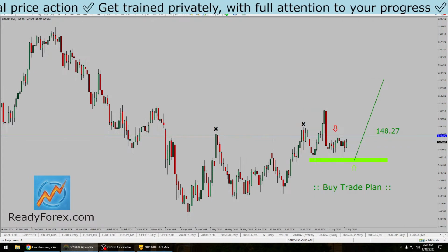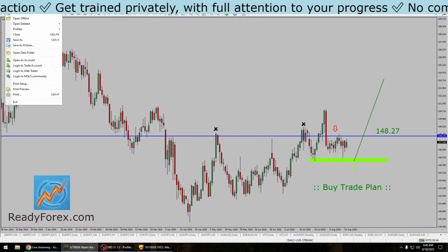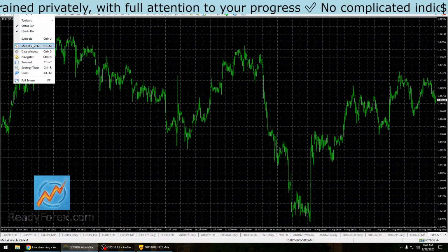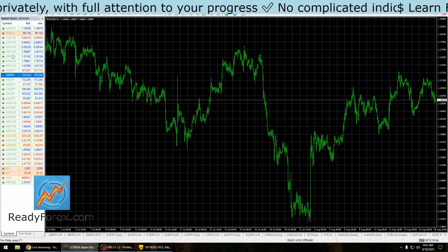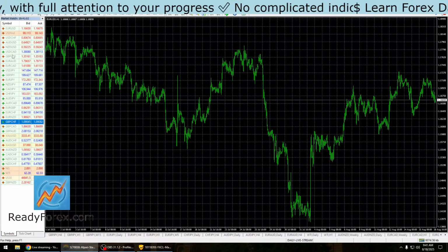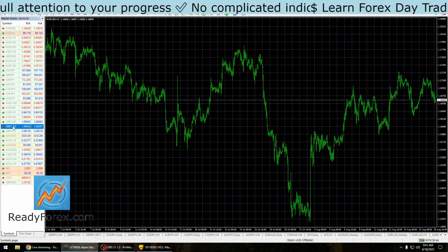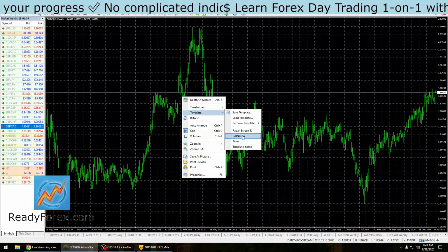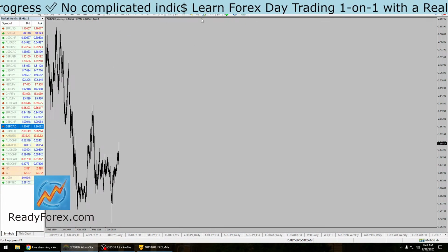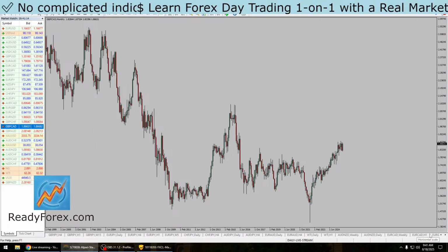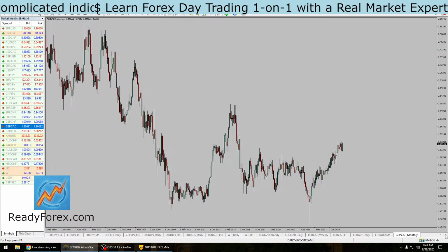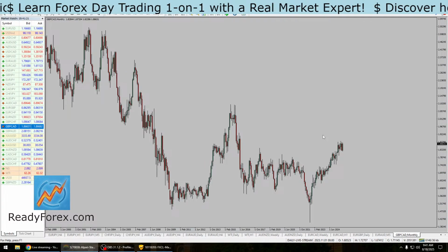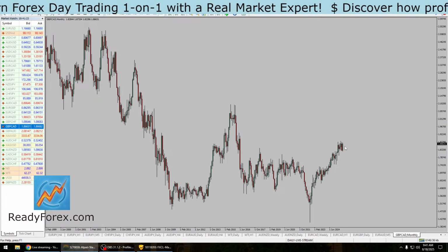Okay, I need to open GBPCAD first. Here's this. Okay, GBPCAD looks bullish in the monthly time frame, and we're probably going to get further upside.